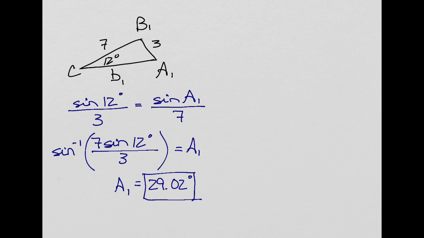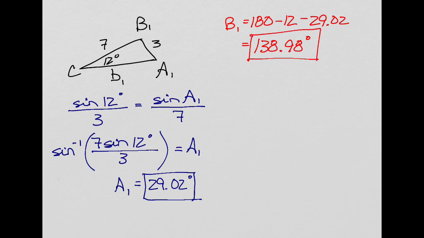Now I have two angles in my triangle, so I can find the third one by subtraction. B1 is 180 minus C minus A1. We get the first version of angle B, 138.98 degrees.